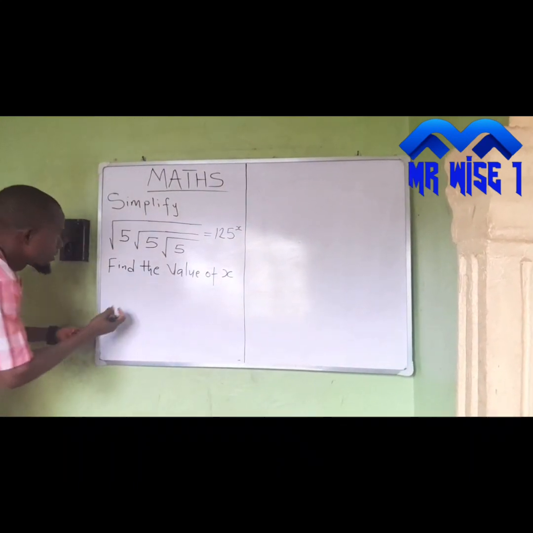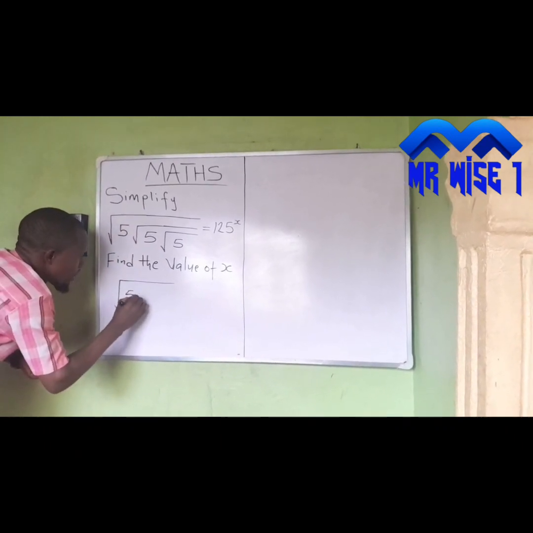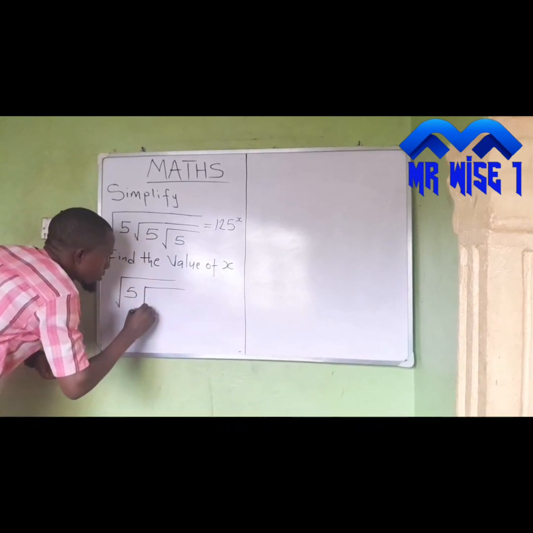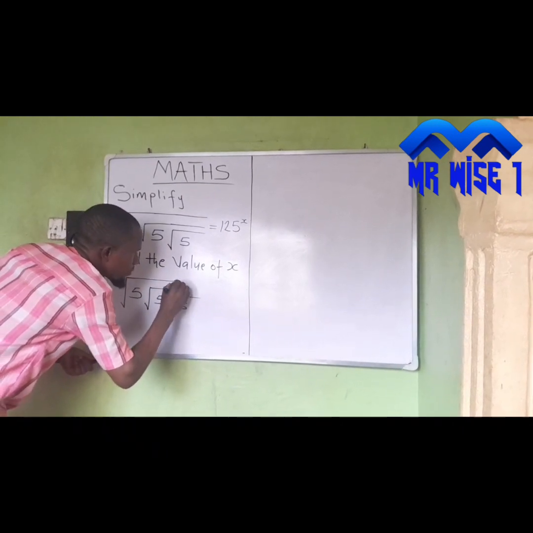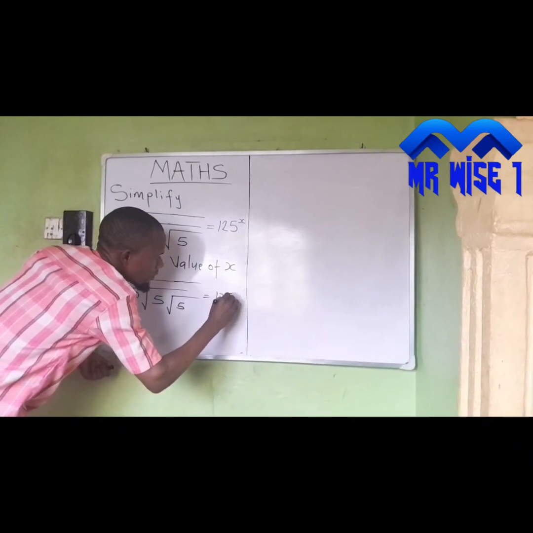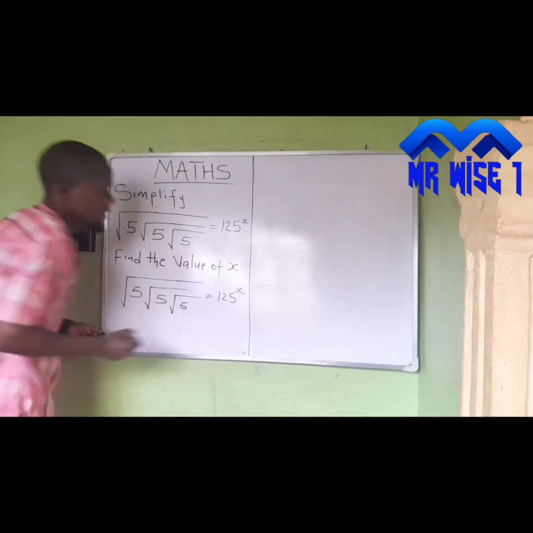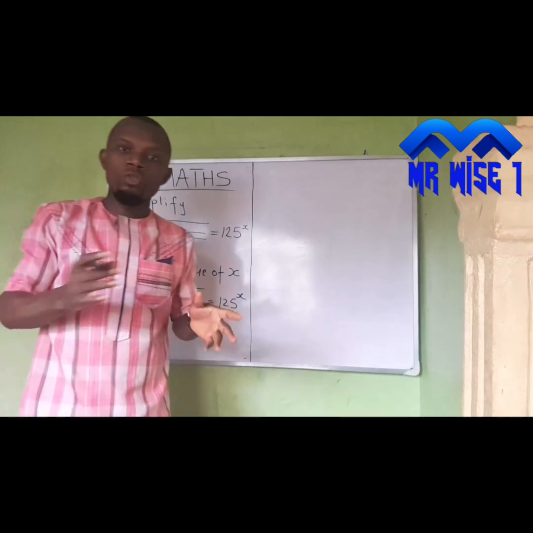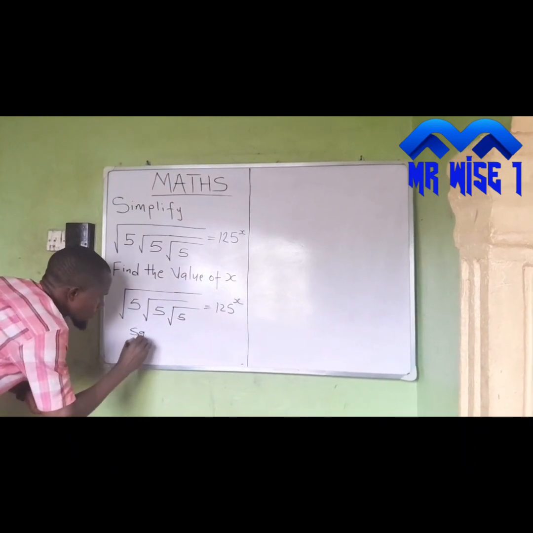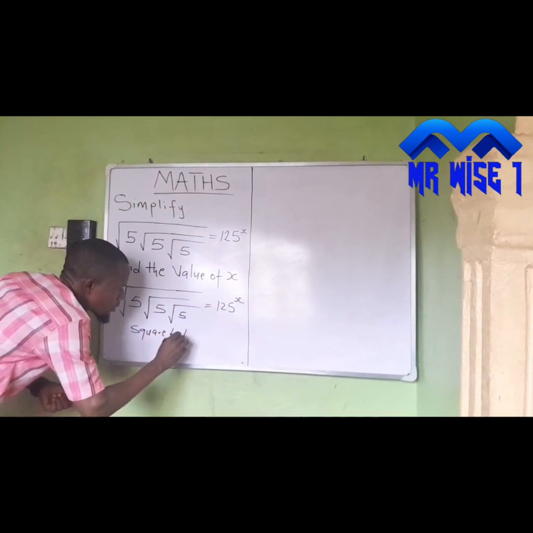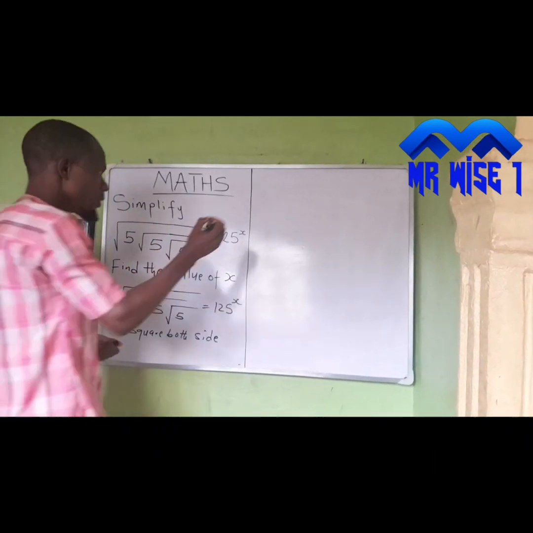So let's proceed. I'll have square root of 5, another square root of 5, another square root of 5 is equal to 125 raised to the power of x. The first thing I need to do is square both sides. When I square both sides, I will have this.